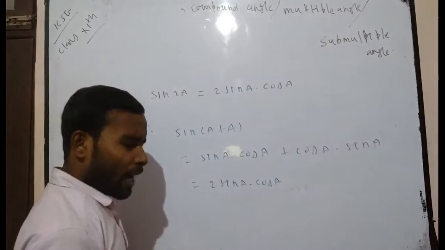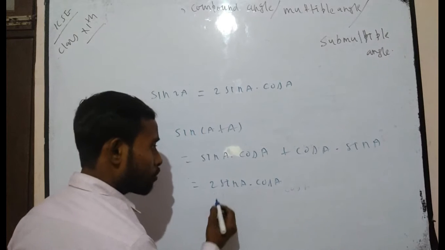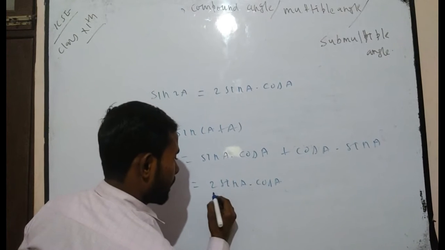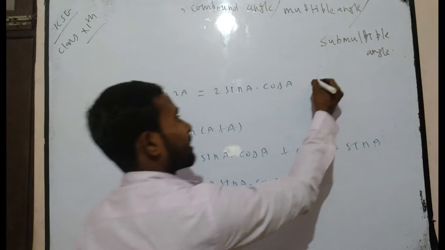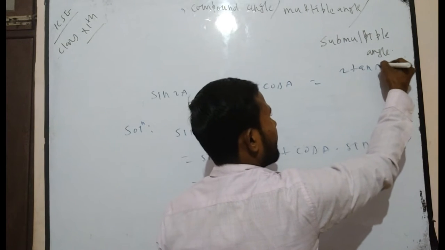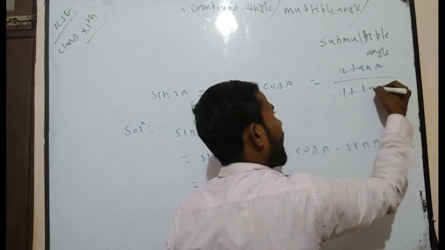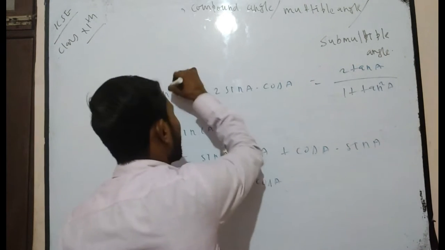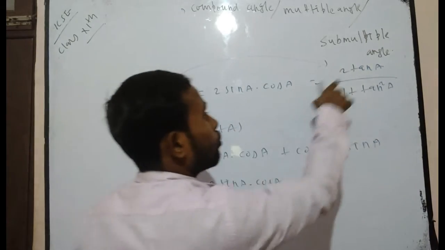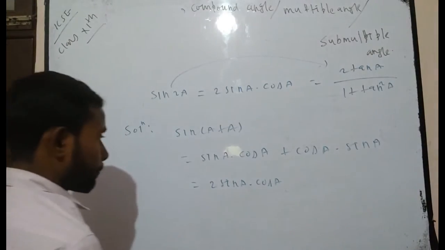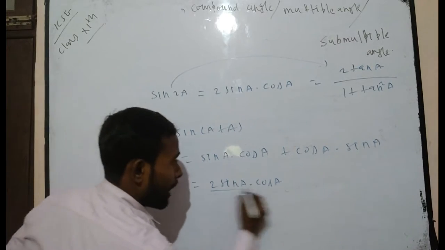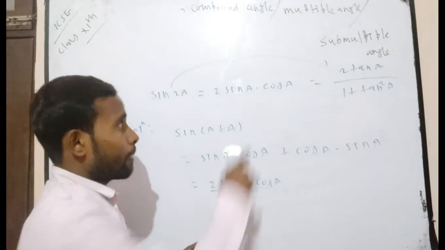Do you want to prove another formula? That will also be very simple. Another formula is 2 tan a divided by 1 plus tan square a. How can you say sin 2a is equal to 2 tan a by 1 plus tan square a? It is very simple. Can you write 1 in the denominator? First part will be proved.